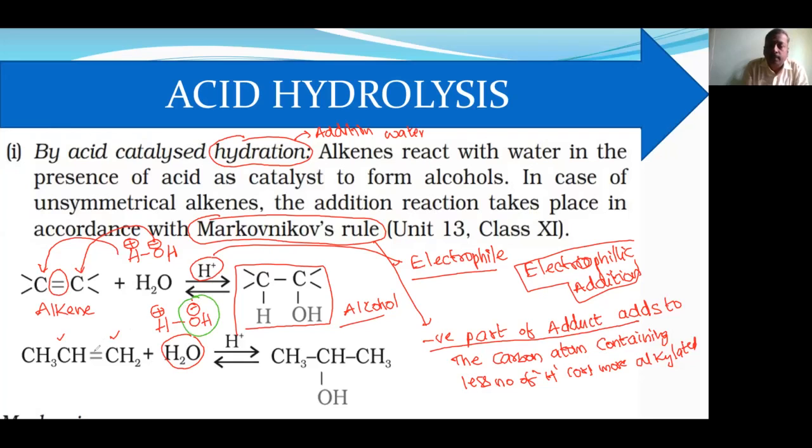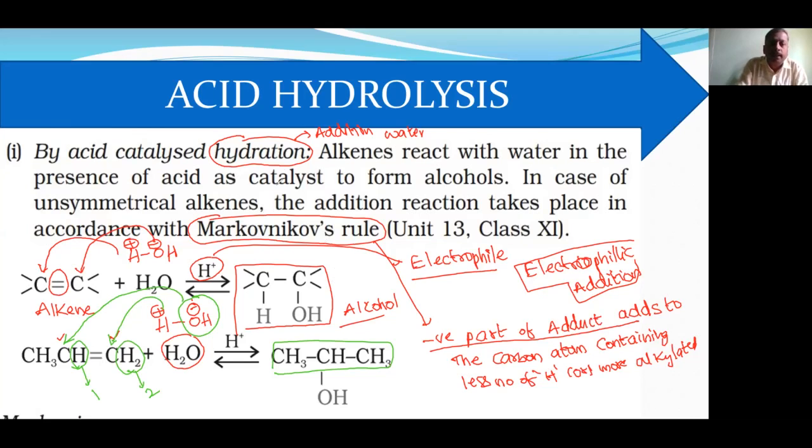It adds to the carbon atom containing less number of hydrogens. Here we can see only one hydrogen is there. And here we can see how many hydrogens are there, two hydrogens. So the negative part of the adduct adds to the carbon atom containing less number of hydrogens. So OH will go to this side and hydrogen will come to this side, and this is the product formed. This is what is called the Markovnikov rule. So the first naming reaction of alcohol and phenol, the acid hydrolysis, is completely explained.